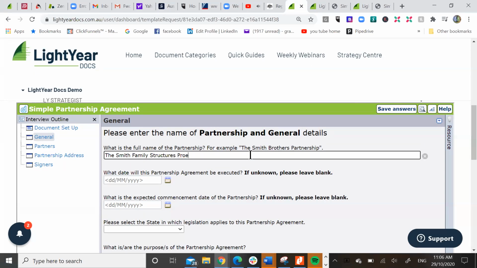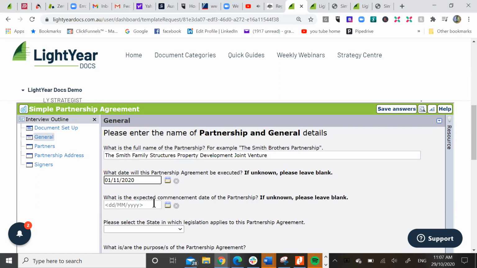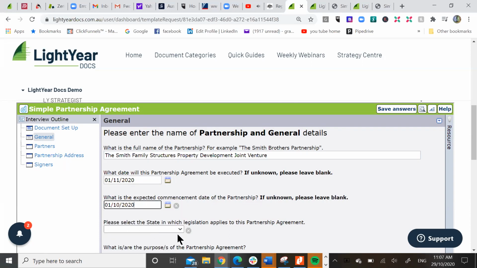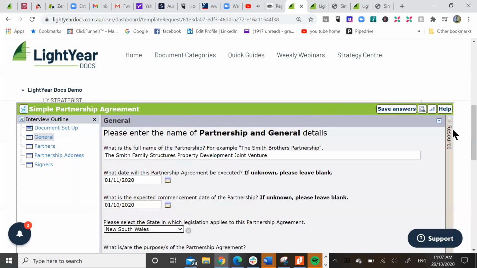Property development. Actually, I'll do a joint venture. Okay, so when's it going to start? Let's start it from the 1st of November. So this is going to be executed. We'll start it from the 1st of November. And effectively, we'll just make this New South Wales.